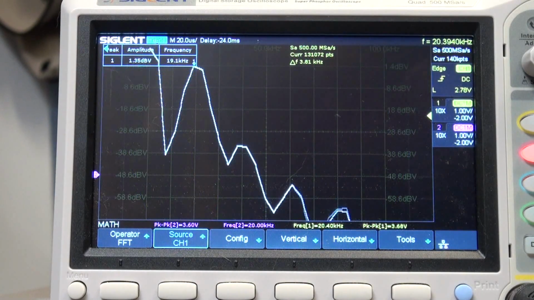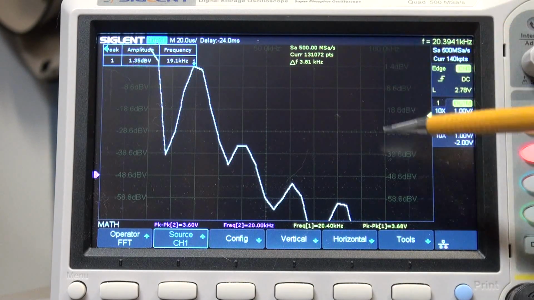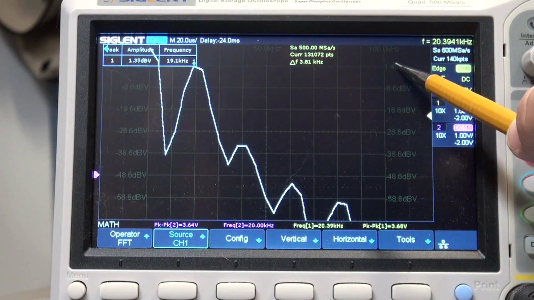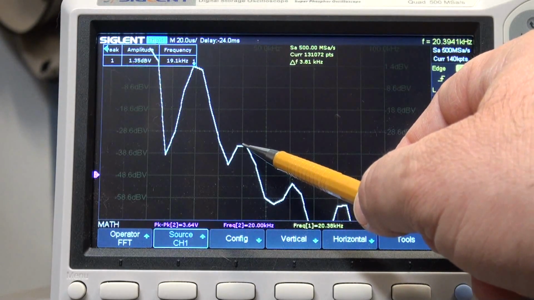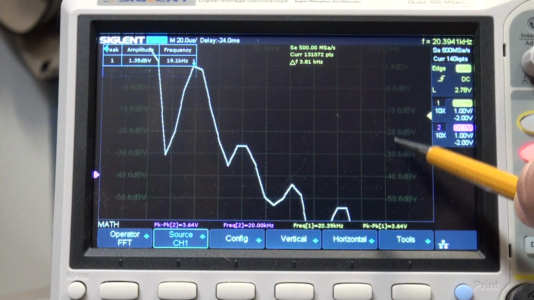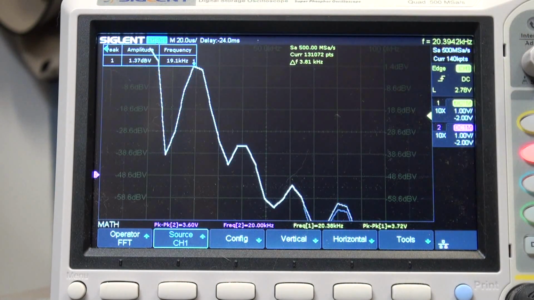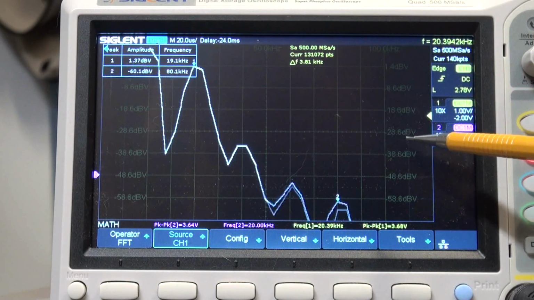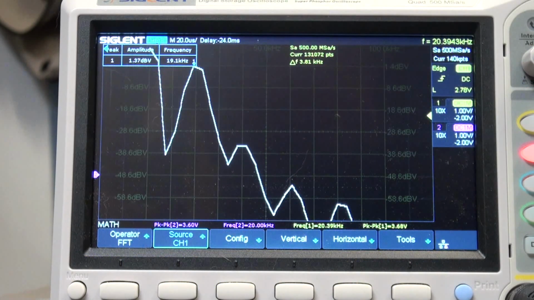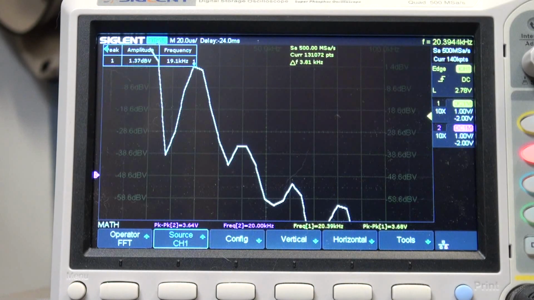Okay, so I have the output from the improved Wien bridge oscillator on screen, the Fourier spectrum. I've changed the scales to 10 dB per vertical division. The fundamental tone output is at plus 14 dB. The first harmonic, doubling of the frequency, is about at minus 35. So there's like a 49 dB difference, 50 dB difference between the fundamental and the first harmonic distortion product.